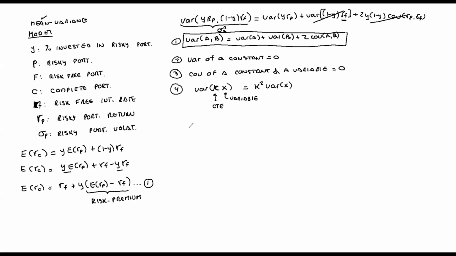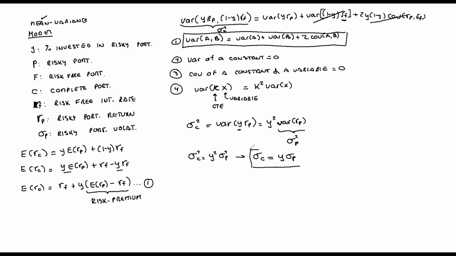Got it? So if I use those rules in this equation, the variance of Y RP is equal to Y squared, because Y is a constant, times the variance of the risky portfolio. And this is going to be called sigma square P. Simply, sigma square C is equal to Y squared sigma square P. So this is the variance. From here, I can compute the volatility. The volatility of the complete portfolio, guys, is equal to Y sigma P. So this is my equation number 2.